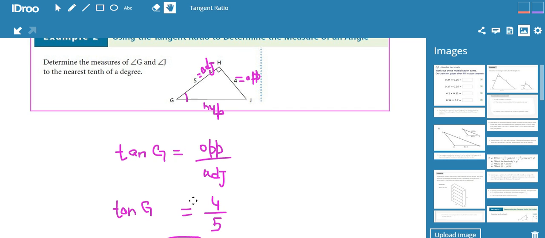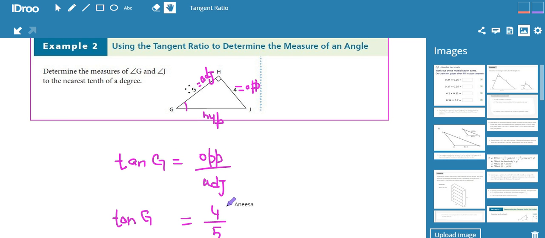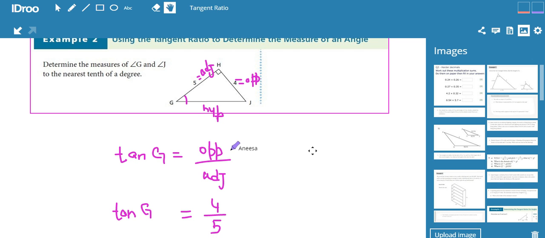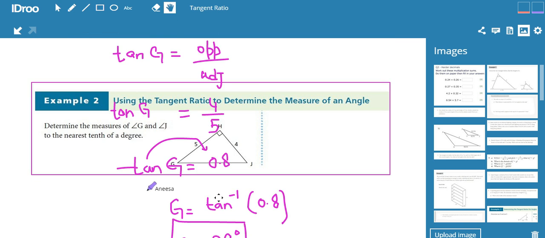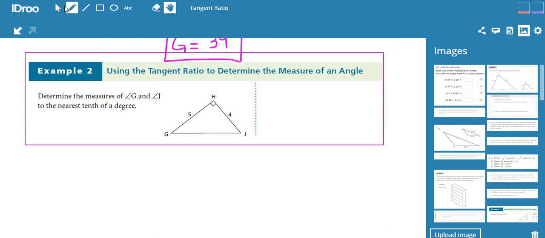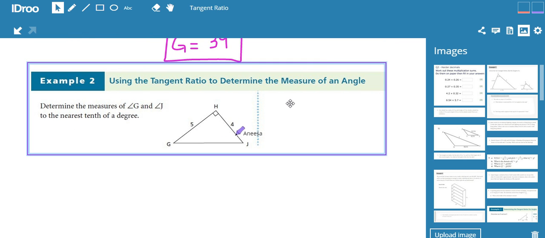Now the same way I found tangent G, you would tell me how to find tangent J. Or maybe not tangent J, you have to just find angle J. Should I move this question to the bottom? Sure. Come over here. You're going to find tangent J right now. Angle J.